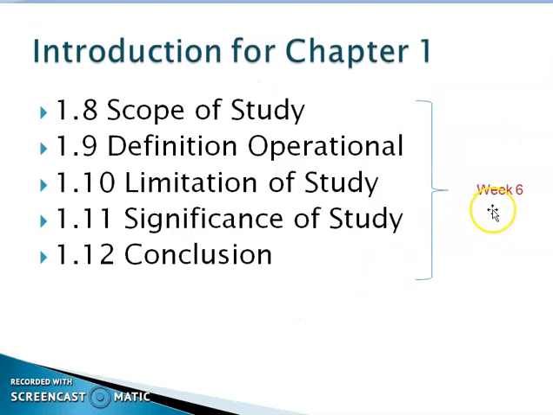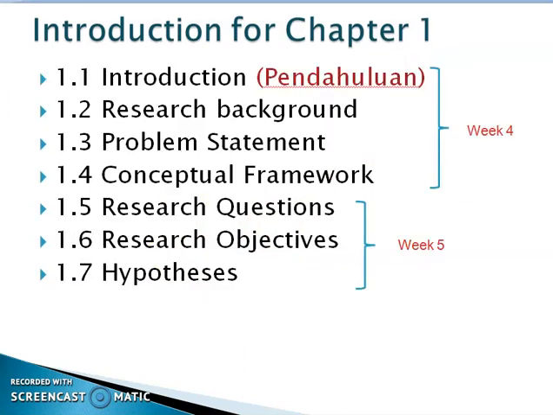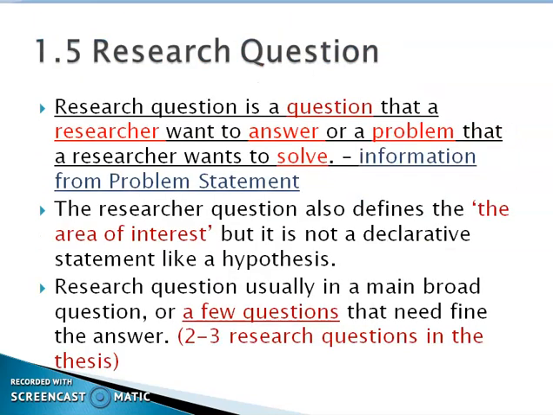And in week 6, which is next week, we will cover scope of study, definition of operational terms, limitation of study, significance of study, and also the conclusions. Now let's start with the topics for week 5, that is sections 1.5, 1.6, and 1.7. Okay, 1.5.